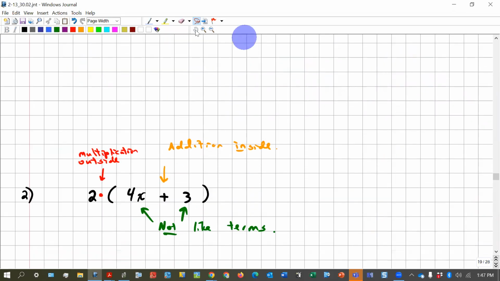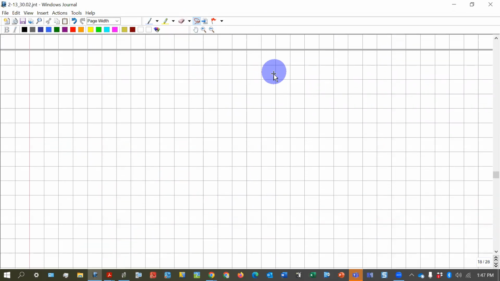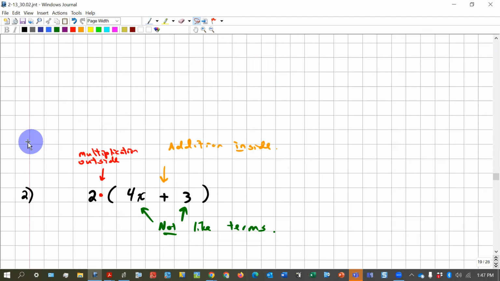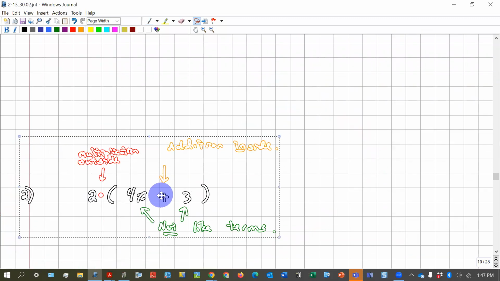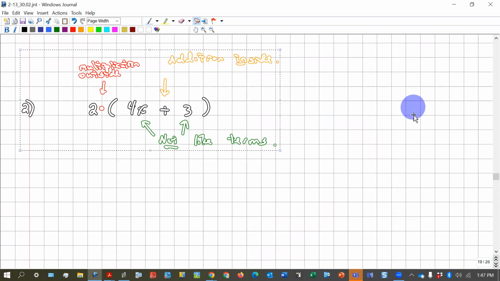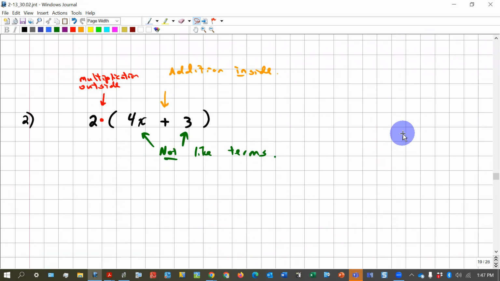So here's another example. Two times parentheses 4x plus 3.